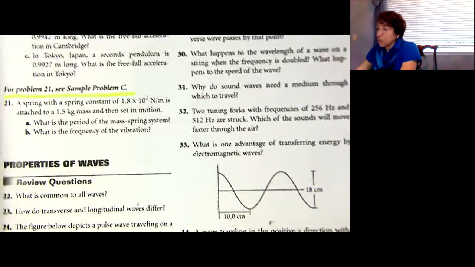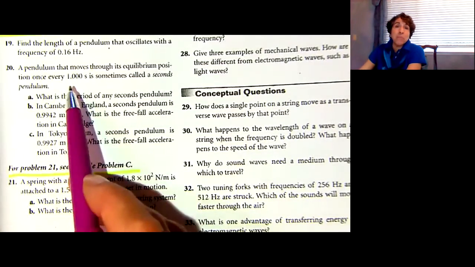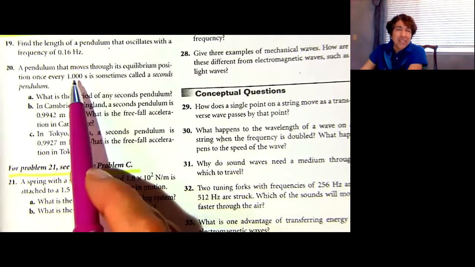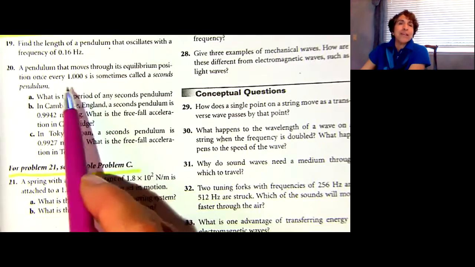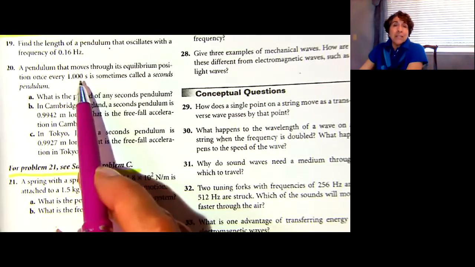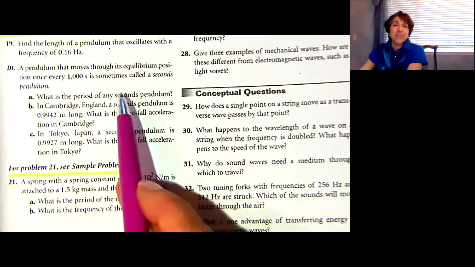Let's look at number 20. I'm going to flip this over. I can use this side for number 20. All right, 20 talks about a pendulum that moves through its equilibrium position once every 1.0006 seconds. The point is we have how many? 4 significant figures here. It is sometimes called a seconds pendulum. What's the period of a seconds pendulum?